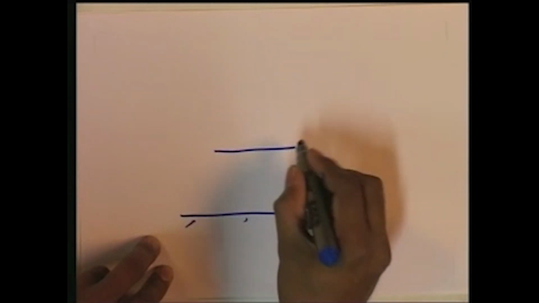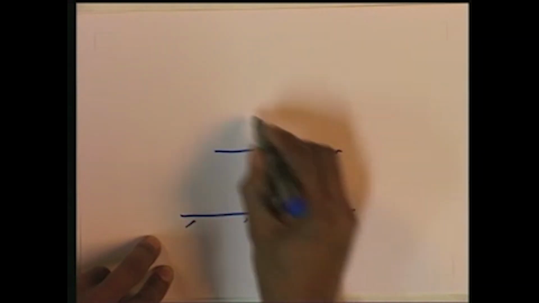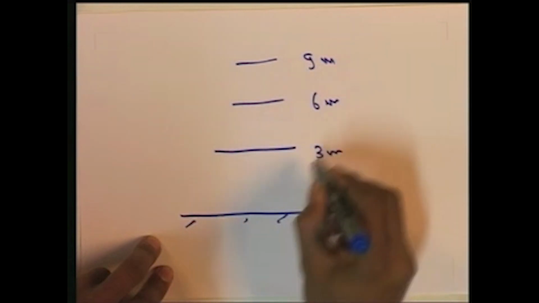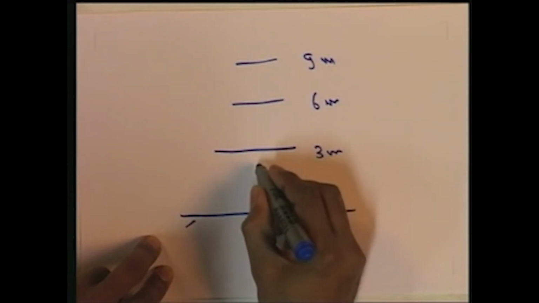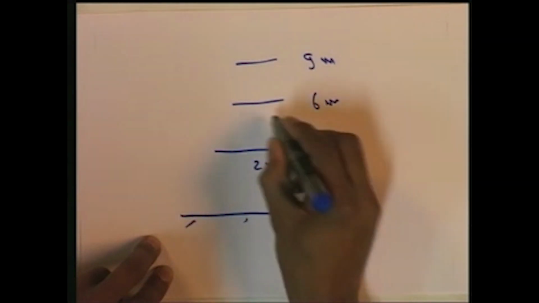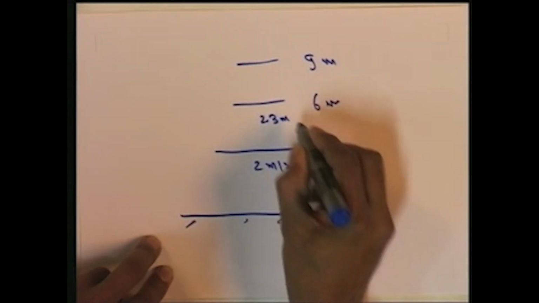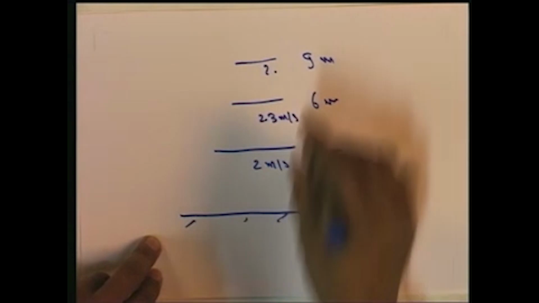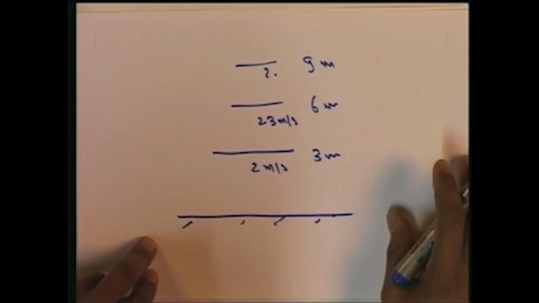So, the problem we can explain like this in this figure. In the meteorological station, if this is the ground level, here we have 3 meter, then 6 meter and 9 meter. Here the velocity is given as 2 meter per second, and here 2.3 meter per second. We have to determine the velocity at this 9 meter location.